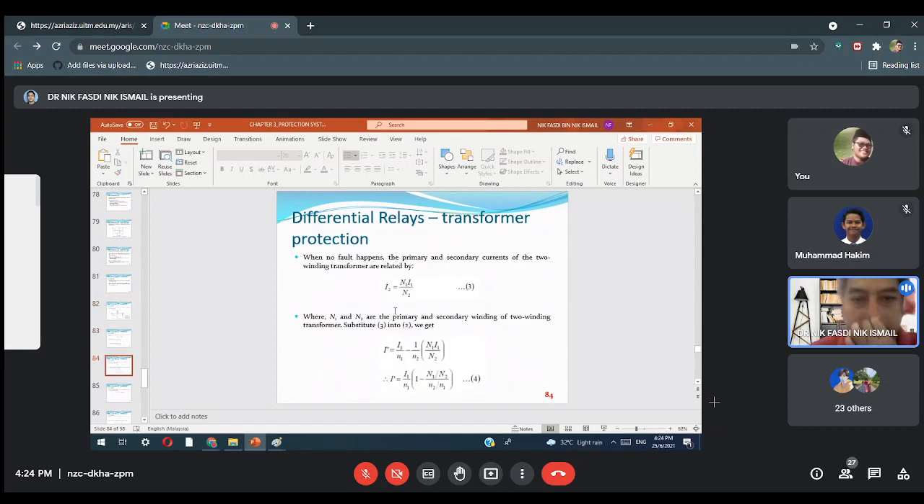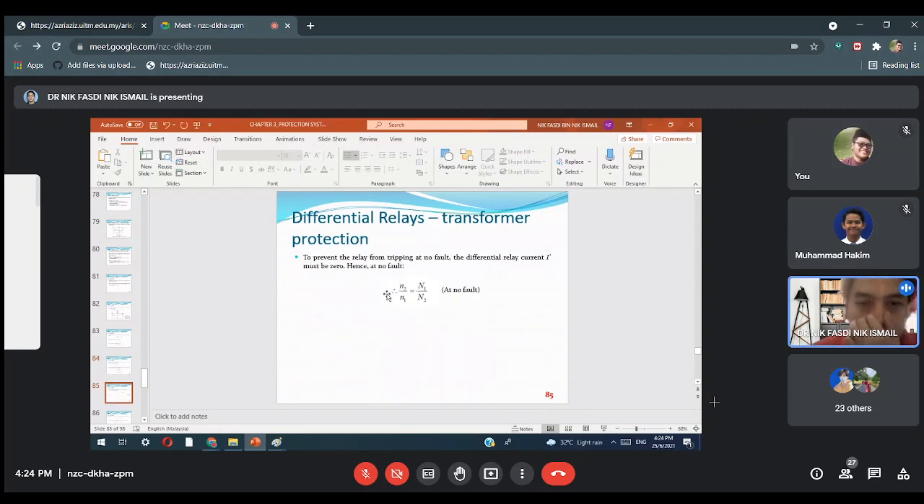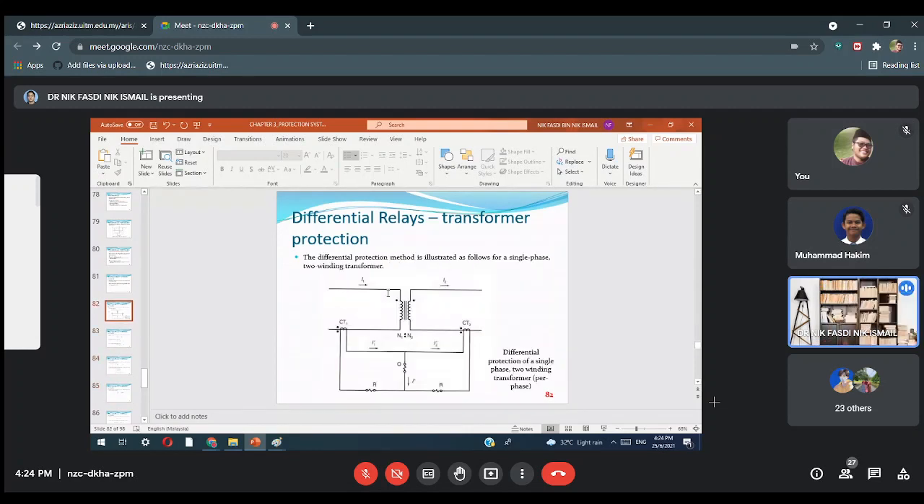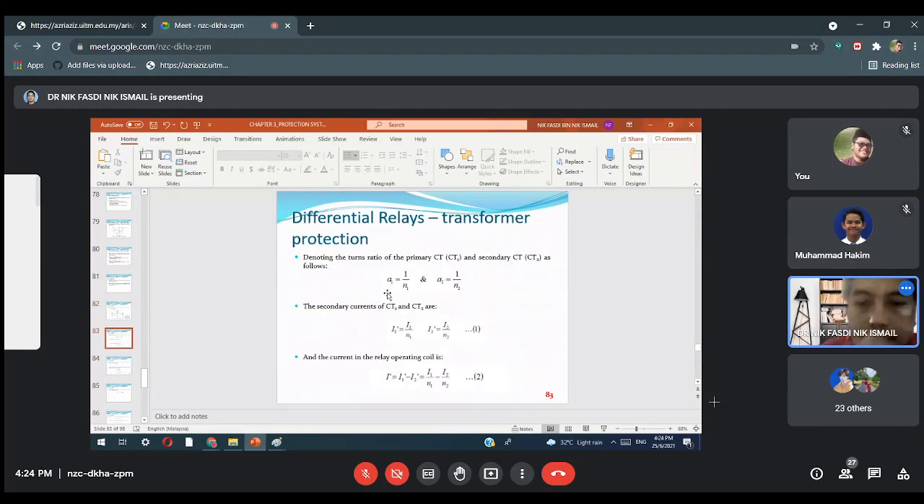Okay, when no fault happens, the primary and secondary currents of the two winding transformer are related to I2. N1 and N2 are the primary and secondary windings of the two winding transformer. Substitute into this equation, you will have this I1 prime. Here we just use I prime. So to prevent the relay from tripping at no fault, the differential relay current I prime must be zero. If you understand this, you understand the same thing, because it uses the same relay, the same concept.